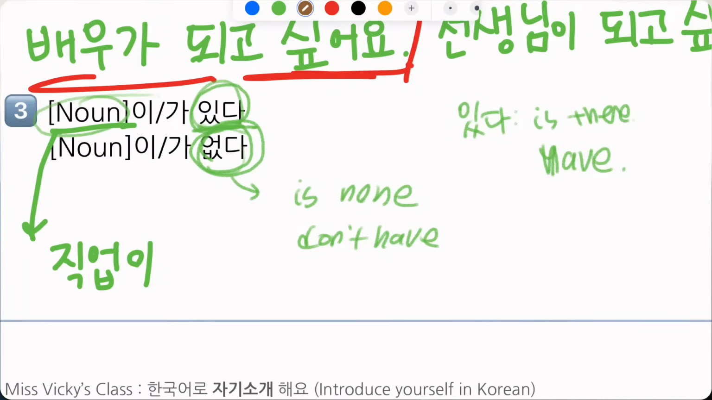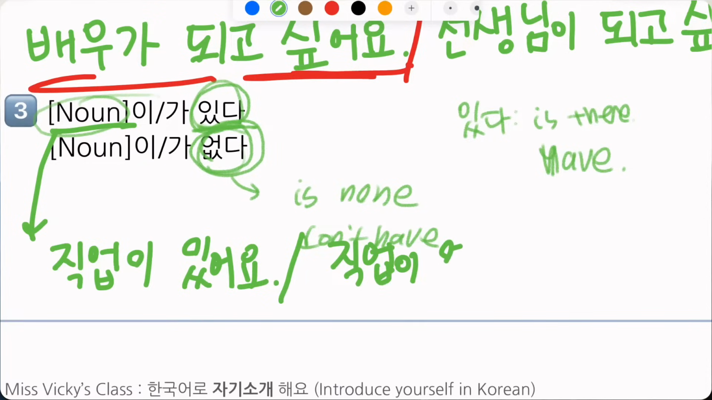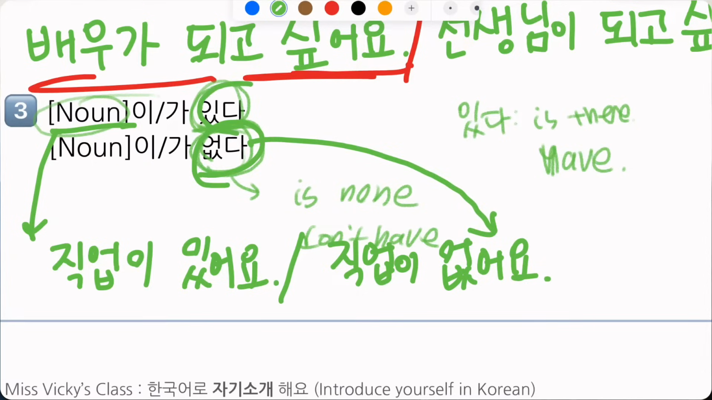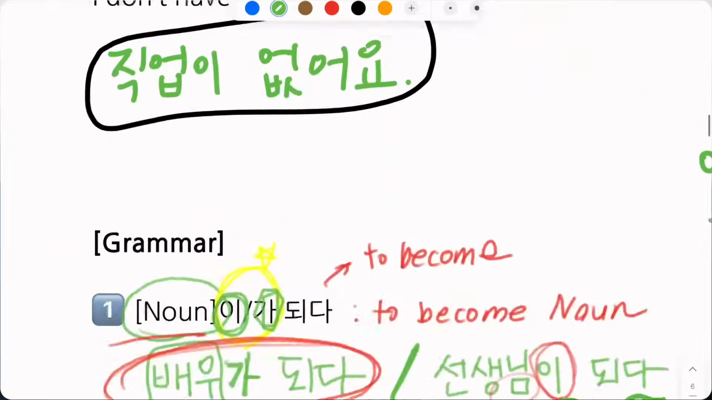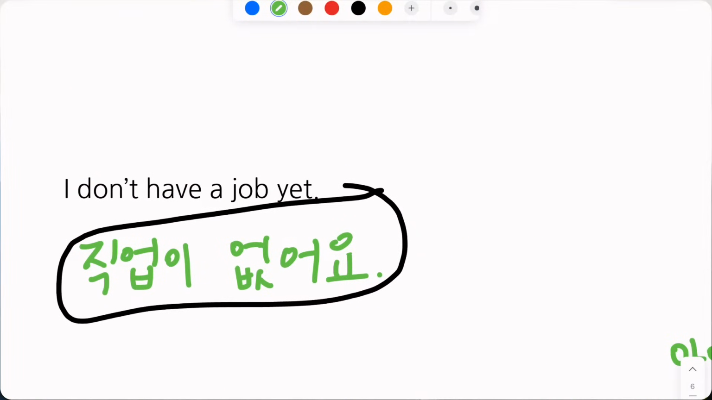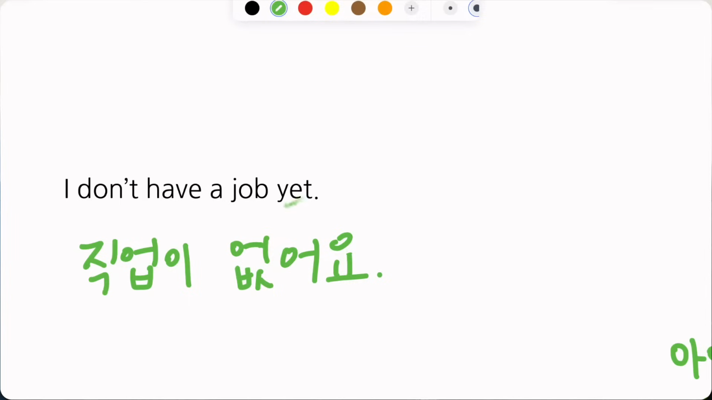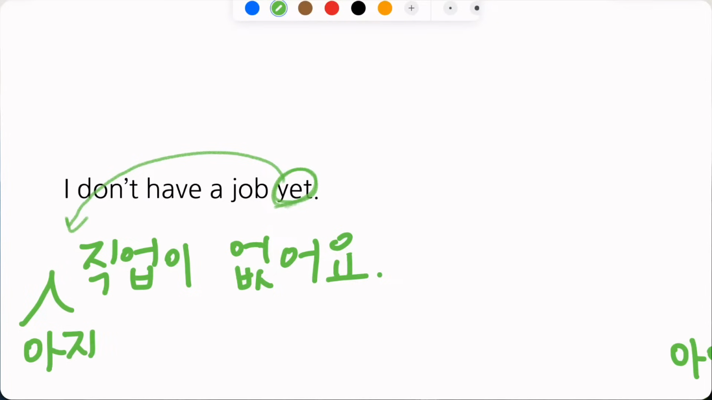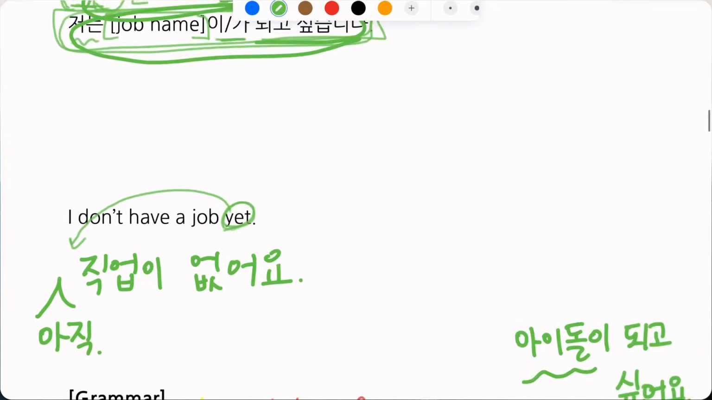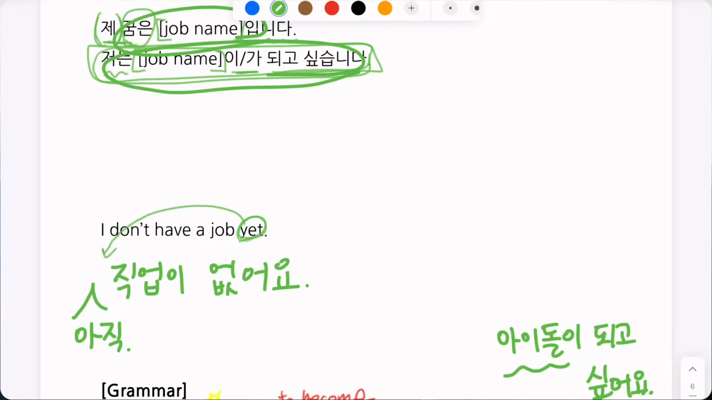So if you say 직업이, since 직업 ends in 받침, we add 이, 직업이 있어요. This means you have a job. 직업이 없어요 means you don't have a job. 없다 is conjugated to 없어요. 있다 is conjugated to 있어요. 그래서 you can say 직업이 없어요. If you want to add yet, you can say 아직 직업이 없어요. I don't have a job yet.